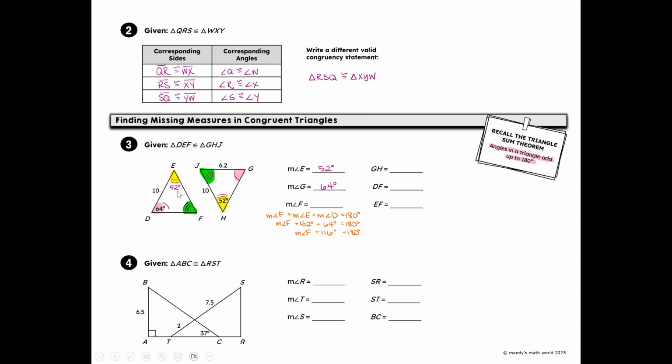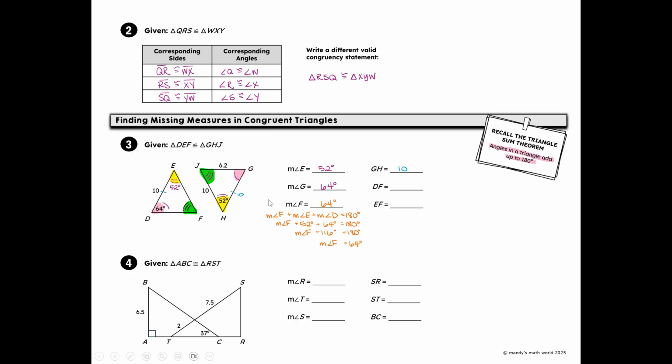I'm going to substitute what I know into this equation. So the measure of angle E I know to be 52 degrees. The measure of angle D I know to be 64 degrees. Add 52 and 64, I get 116. Subtract 116 from both sides, and I get the measure of angle F is 64 degrees. This next little bit, the length of segment GH, right? So the length of GH is, well, I know that DE right here in the first and second position is going to be what's congruent to segment GH. So these two sides are congruent, which means their side lengths are the same. So if this is 10, this is also 10.